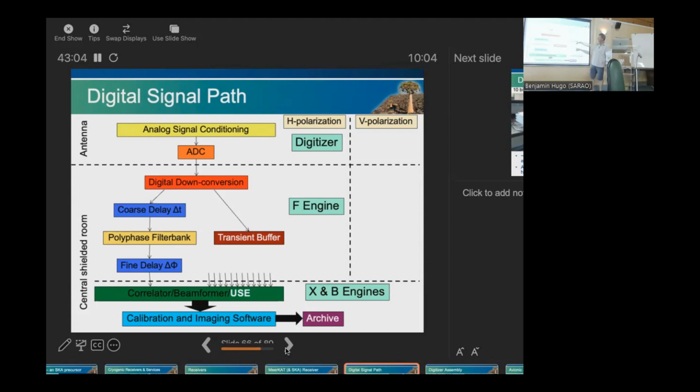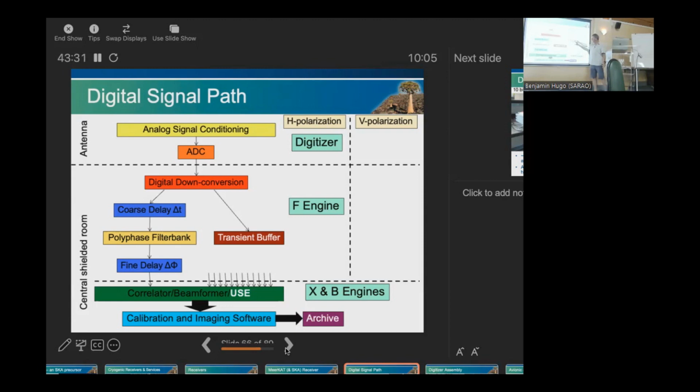We need to do a coarse delay, because when we do the correlation, we've got to line the signals up. So you put in a coarse delay, we split the signal up into a whole lot of different frequencies using the polyphase filter bank, and then we apply a fine delay to get the signals to line up really properly. We do that by applying a phase slope. Those of you who know Fourier transforms know that a signal time delay is a linear phase slope in the frequency domain.